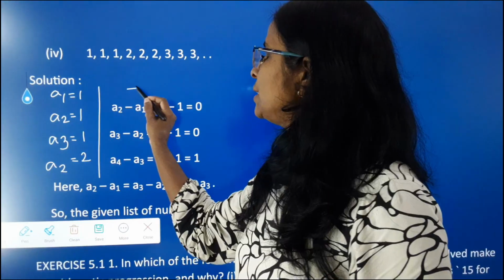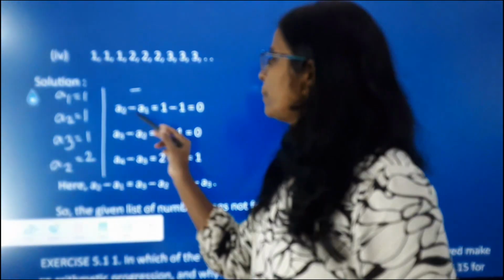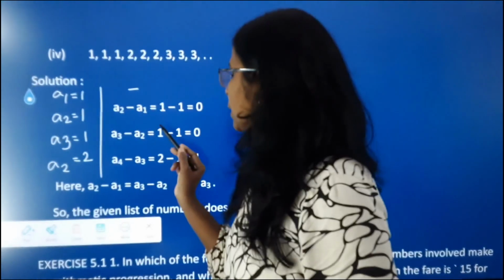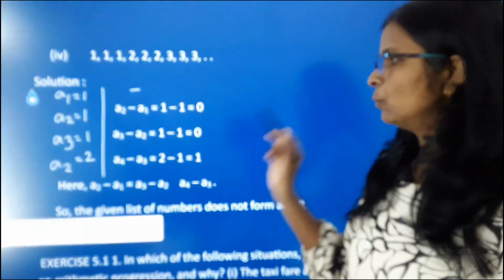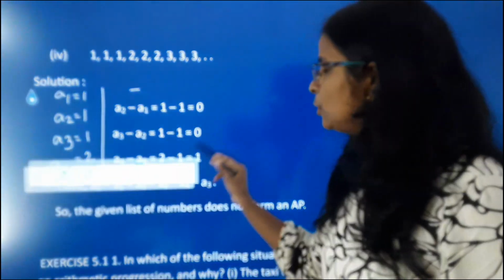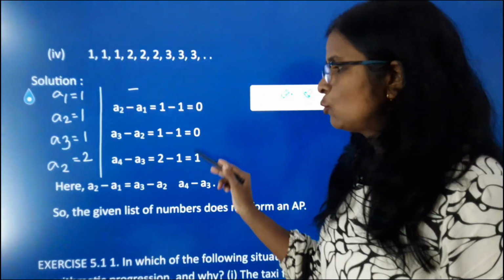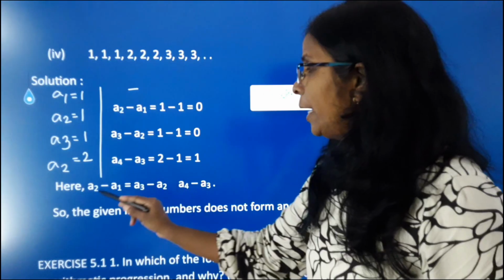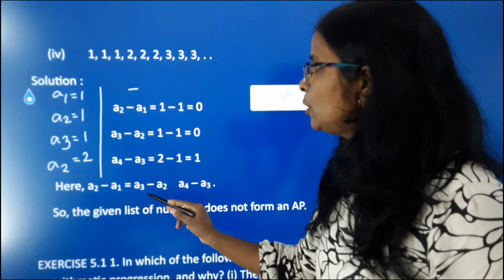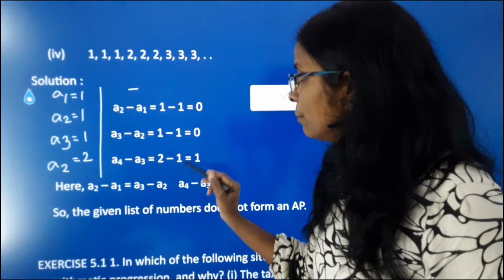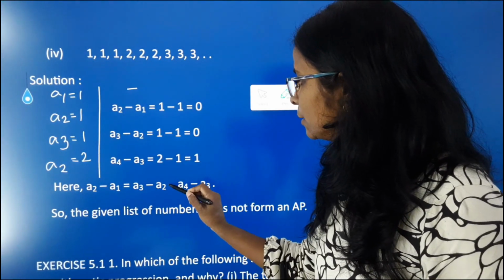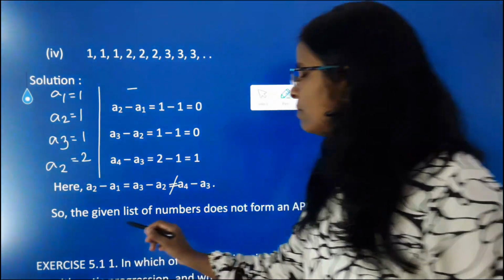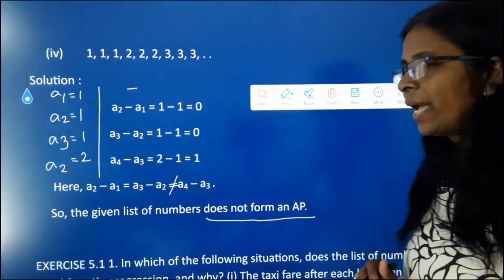Leave the first place, then use the formula. a2 minus a1 is equal to 1 minus 1 is equal to 0. a3 minus a2 is equal to 1 minus 1 is equal to 0. a4 minus a3 is equal to 2 minus 1 is equal to 1. So here a2 minus a1 is equal to a3 minus a2, but a4 minus a3 is not equal. So that means the given list of numbers does not form an AP.